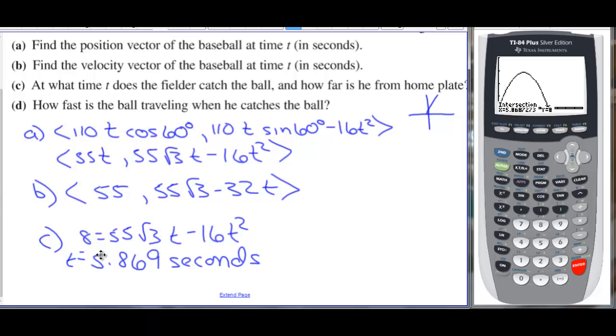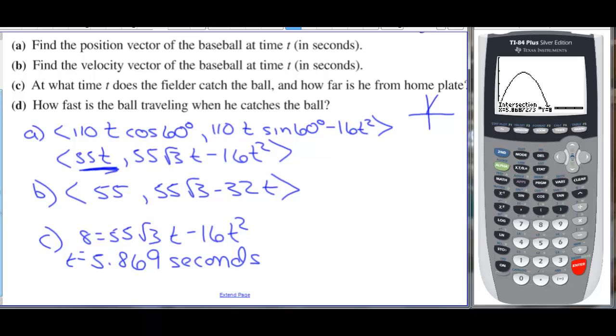And how far is he from home plate? So now what are we going to do? X, right? What about X? What are we going to do with X? Plug the T in, right? Plug the T into X. Because here's your horizontal position, and we can just plug that in.